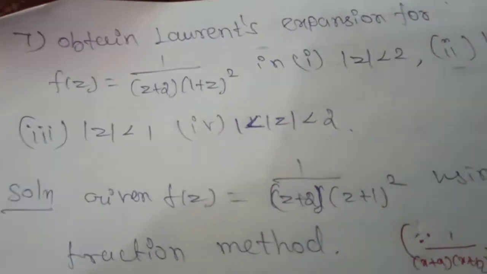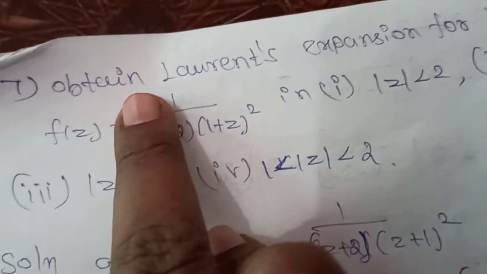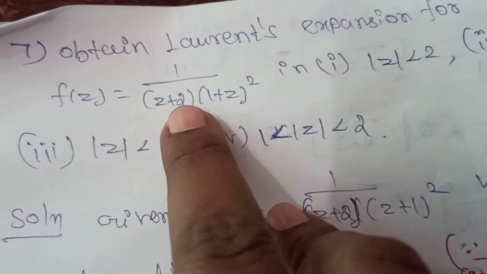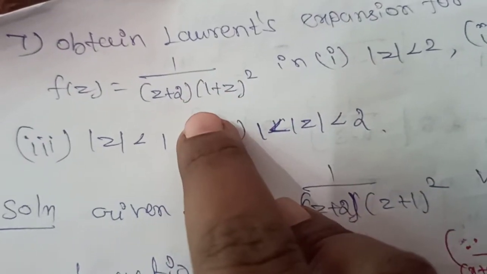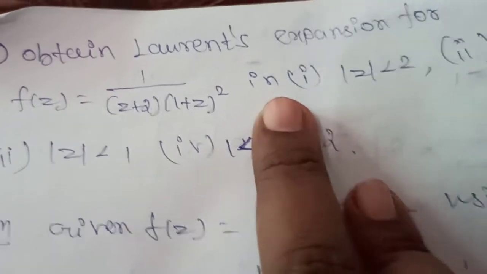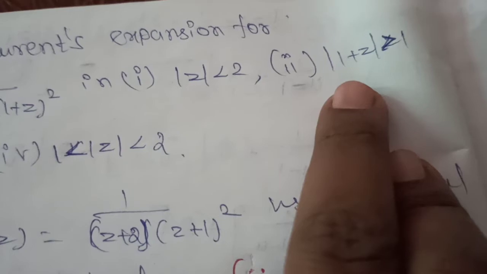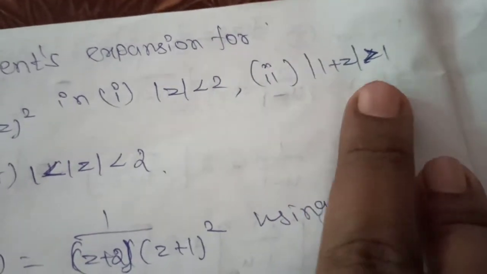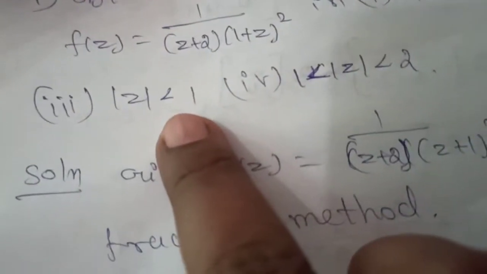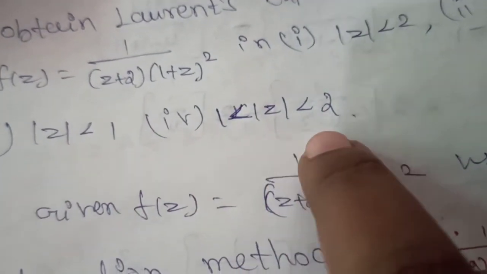Okay, next we see the next problem. Obtain Laurent expansion for f(z) = 1 / ((z+2)(1+z)^2). The first condition is modulus of z less than 2, the second condition is modulus of 1 plus z greater than 1, the third condition is modulus of z less than 1, and the fourth condition is 1 less than modulus of z less than 2.